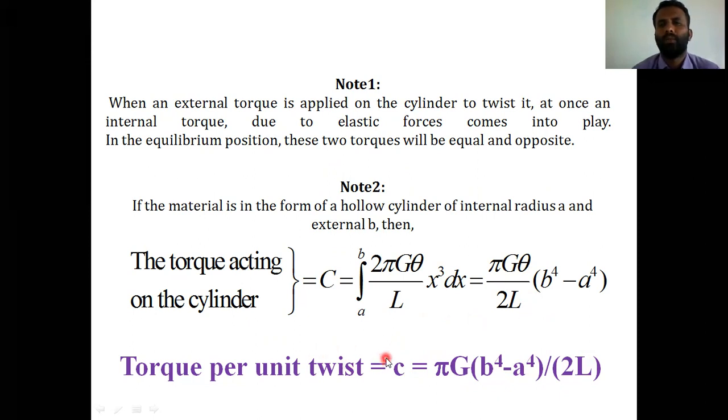This is a very important 5 marks question, and sometimes the university may ask it as a 1 mark question. Torque per unit twist C equals pi G (b to the power 4 minus a to the power 4) divided by 2L. This is the 1 mark question, also very important.